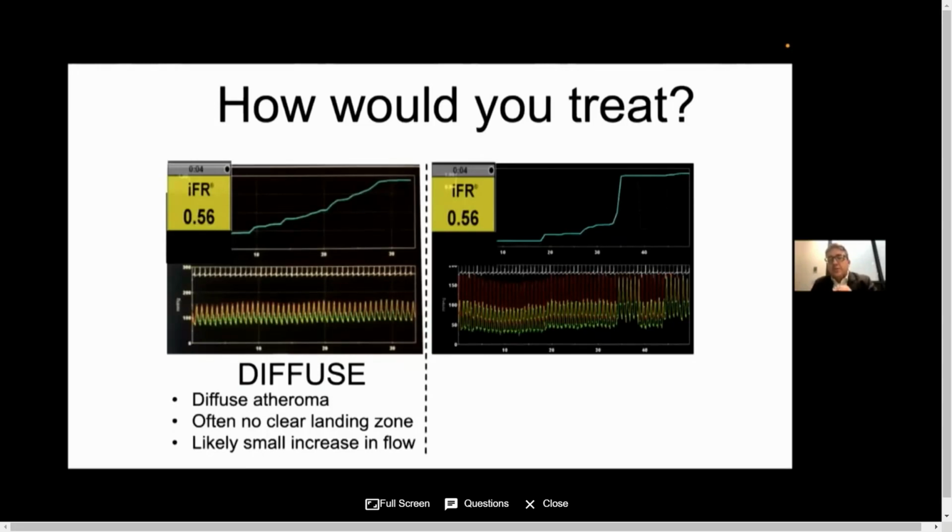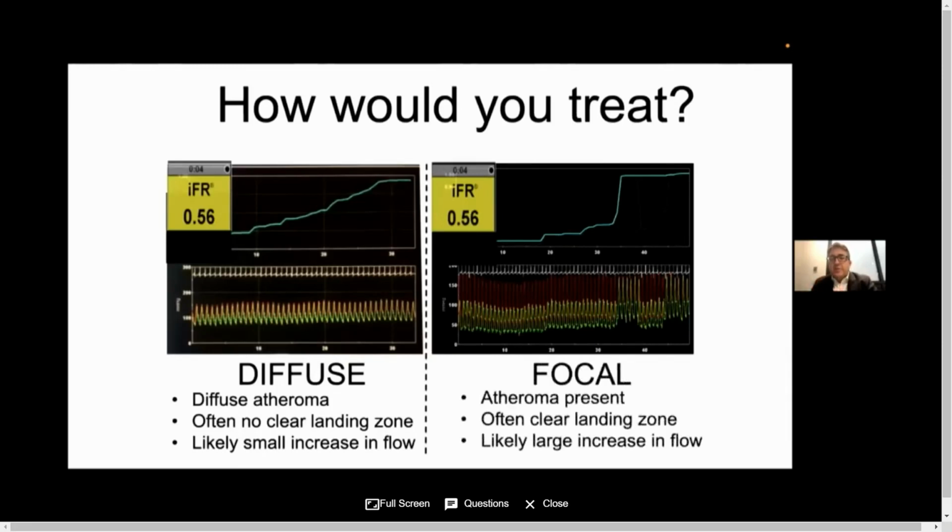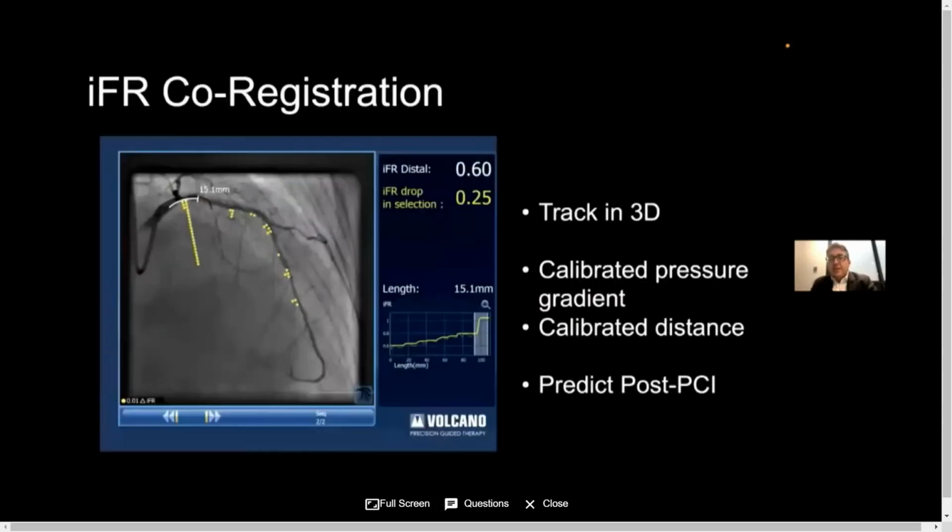And this is called diffuse disease, diffuse atheroma. There's no step-ups, which would be nice landing zones for a stent. And it's likely if we were to stent large amounts of the artery here, you're going to have a small increase in blood flow. On the other side of the screen, you see these big step-ups, and they really are very big step-ups here. And this is often where you see atheroma, clear landing zones, and likely if you treat this patient, there's going to be a big increase in blood flow.